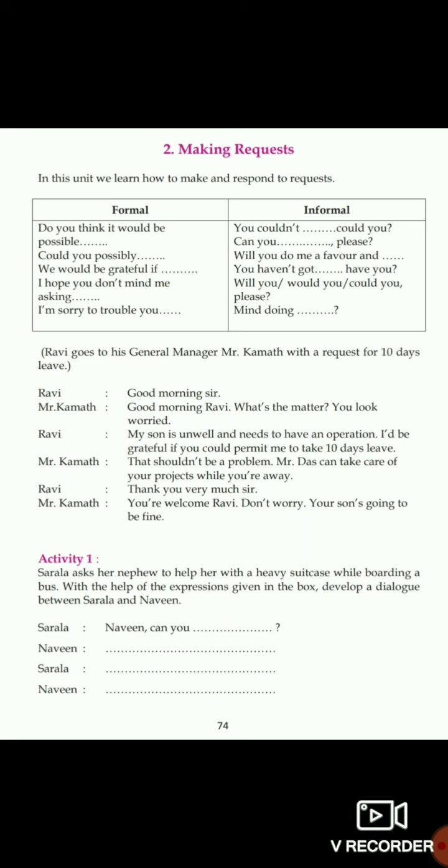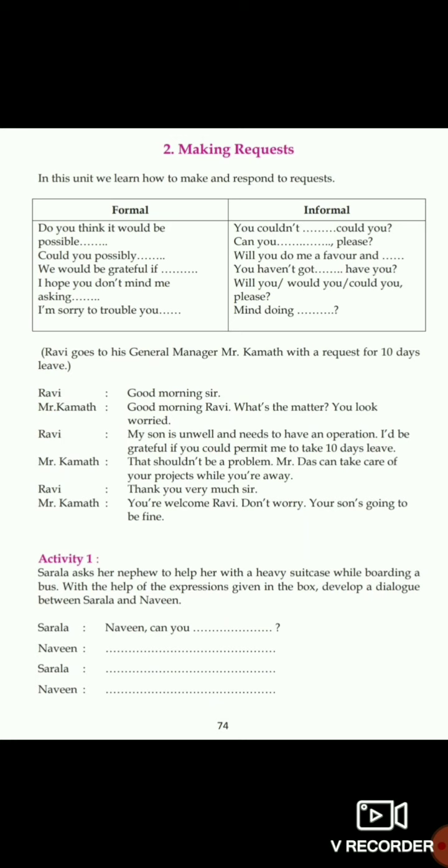So we have to choose the proper expression depending upon the relationship between the speakers. If that is between relatives, then you have to go for informal. If they are not close to us, if they are seniors, senior authorities or a stranger, then we have to go for a formal way of communication.